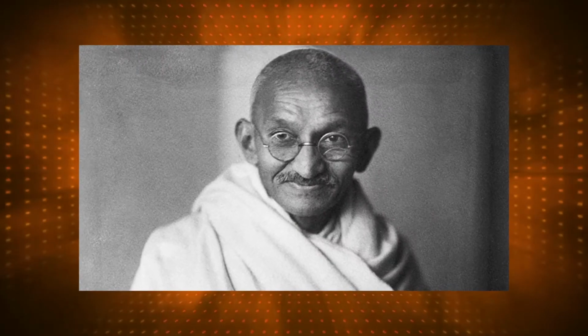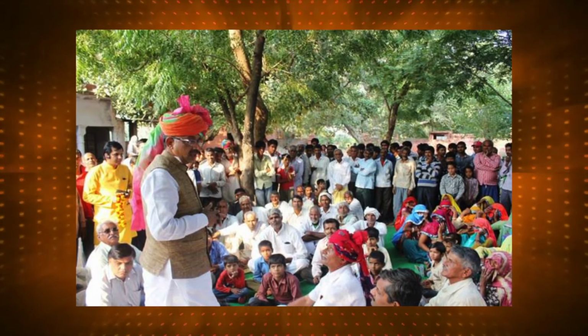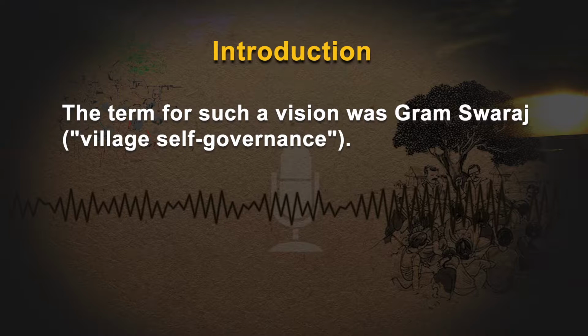This Panchayati Raj system was formalized in 1992 following a study conducted by a number of Indian committees on various ways of implementing more decentralized administration. Mahatma Gandhi advocated Panchayati Raj as the foundation of India's political system, a decentralized form of government in which each village would be responsible for its own affairs. The term for such a vision was Gram Swaraj, that is village self-governance.